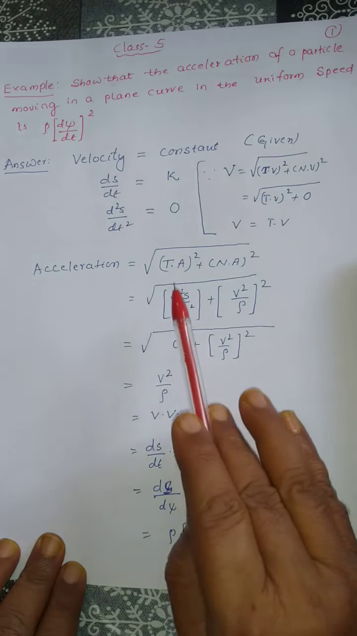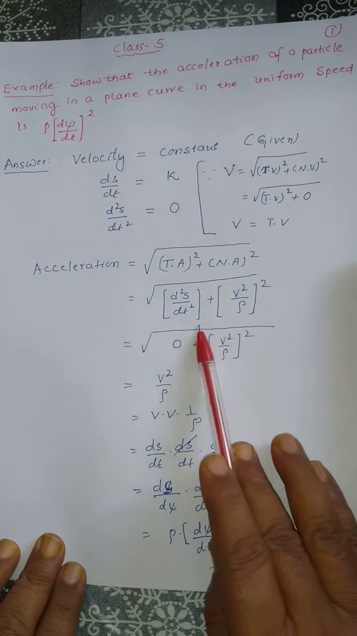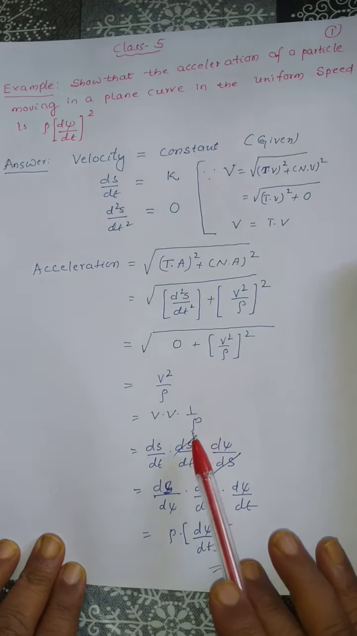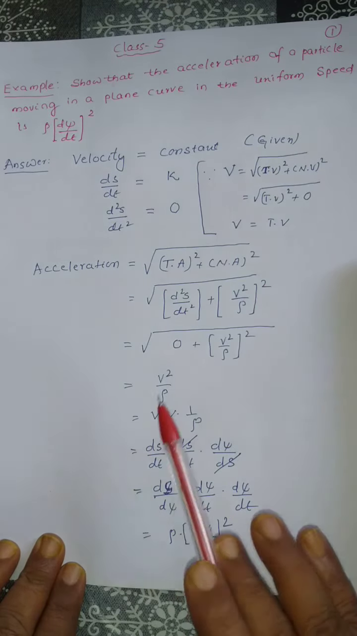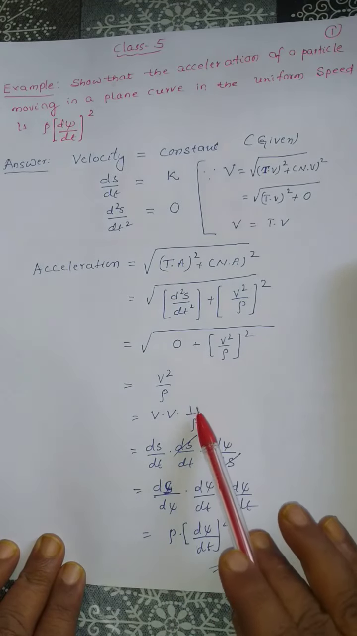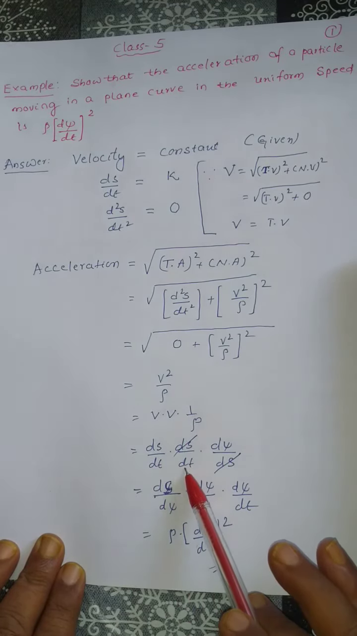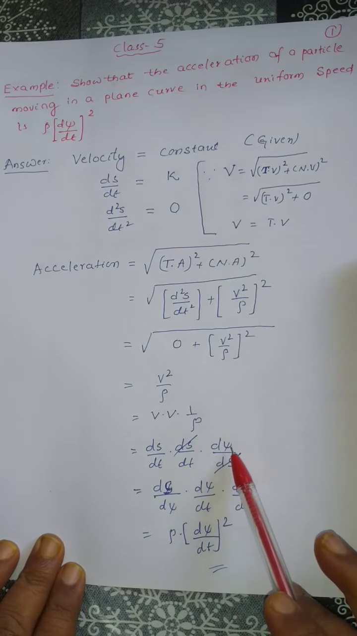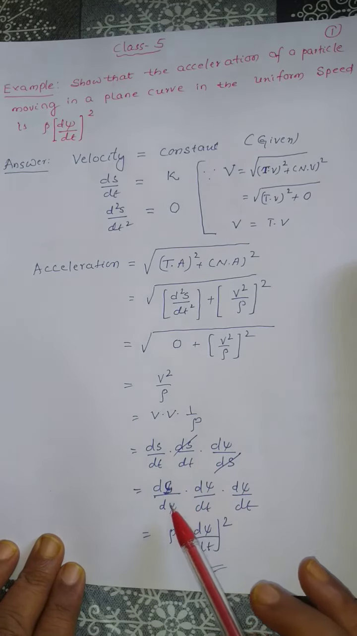So this term is 0, already we have proved it, and only v square by rho remains, because the square root and the square will go. V square means v into v, 1 upon rho. Velocity is constant, therefore v into v, so 1 by rho. So v is ds by dt, and this is also ds by dt, and 1 by rho is d psi by ds. One ds cancels, leaving ds upon d psi.